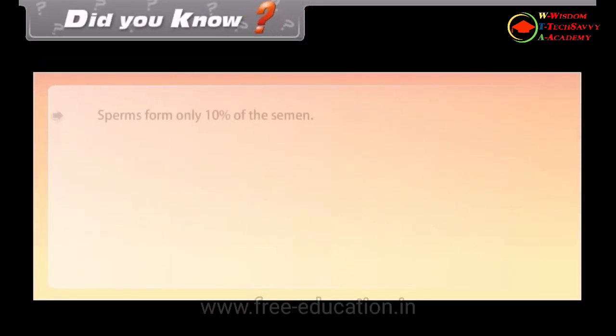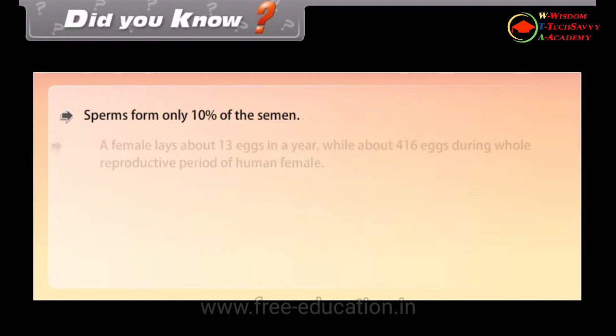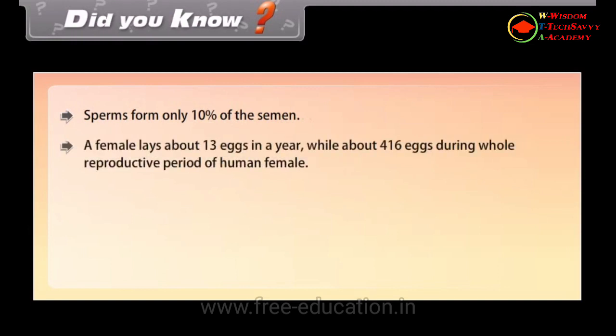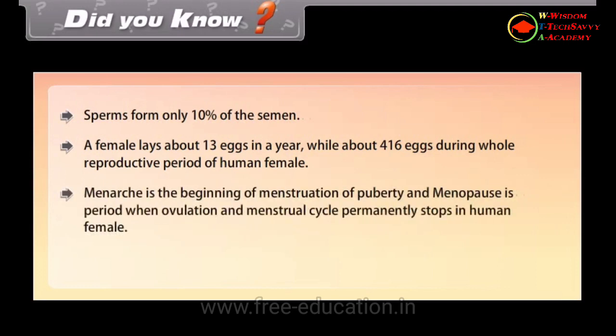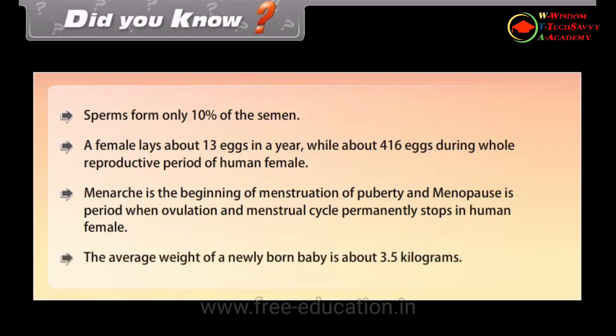Did you know the sperms form only 10% of the semen? A female releases about 13 eggs in a year, and about 416 eggs during the whole reproductive period. Menarche is the beginning of menstruation at puberty, and menopause is the period when ovulation and the menstrual cycle permanently stop in the human female. The average weight of a newborn baby is about 3.5 kilograms.